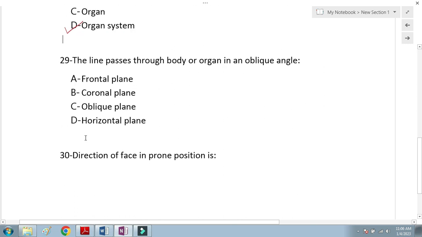Question number 29. The line that passes through the body or organ at an oblique angle. Option A frontal plane, option B coronal plane. We know that frontal and coronal are the same. Option C oblique plane, option D horizontal plane. The correct answer is option C, oblique plane. The plane which goes through the body or organ at an oblique angle is called the oblique plane.